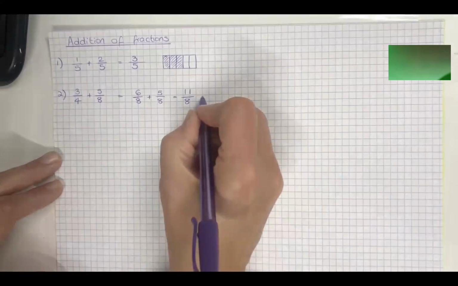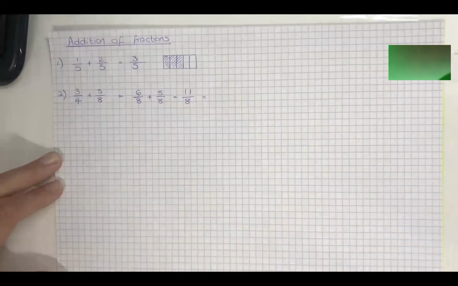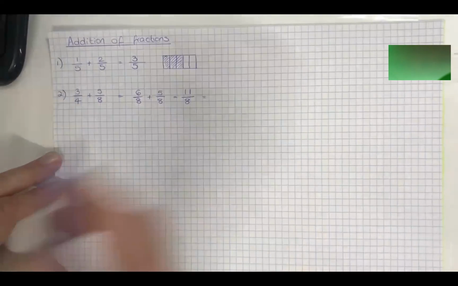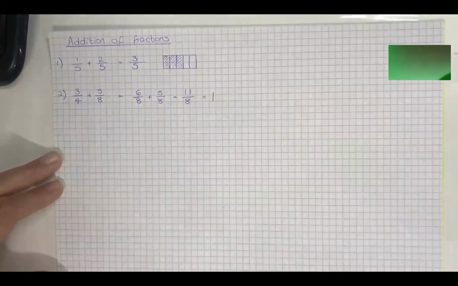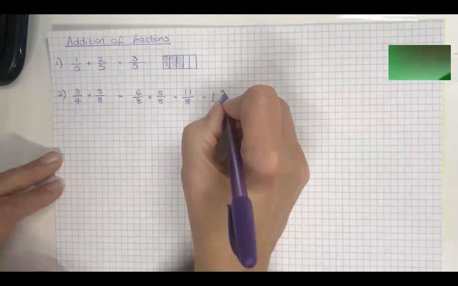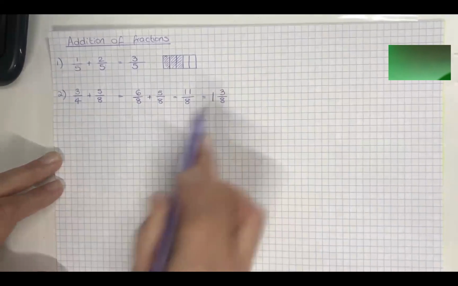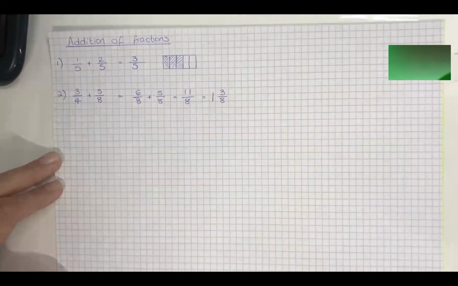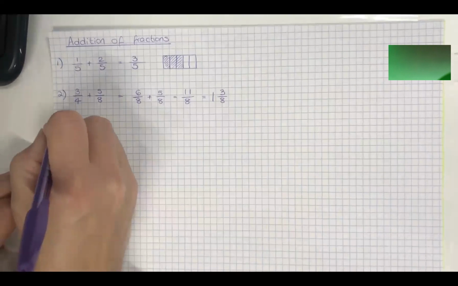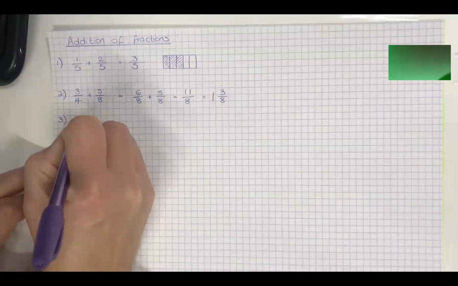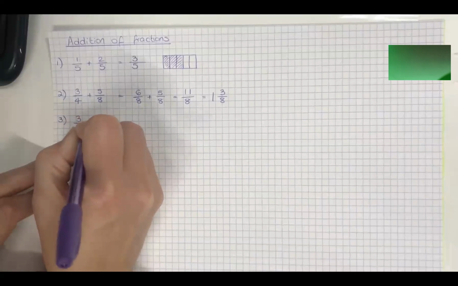So to convert that into a mixed number, how many times does 8 go into 11? It goes in once, remainder 3. So we have 1 whole and 3/8. Let's just do one more. Okay, I've now got 3/8 and I'm going to add 1/6.